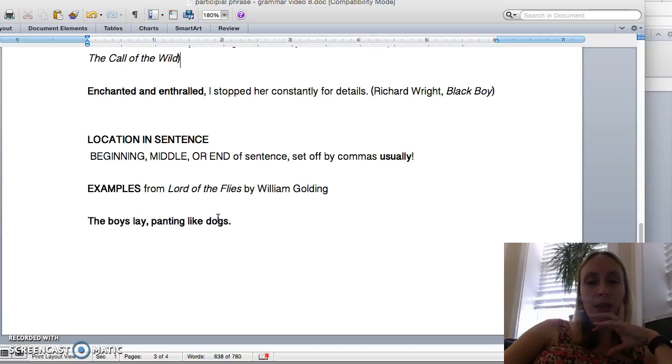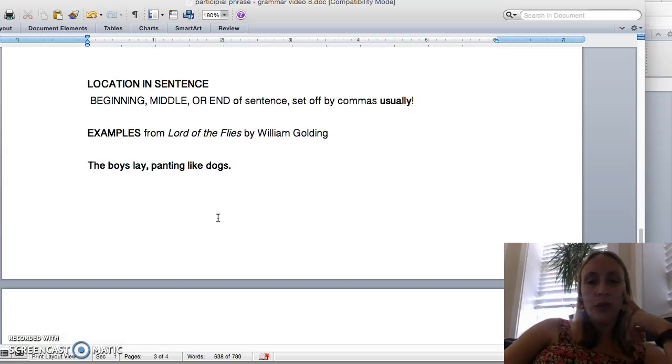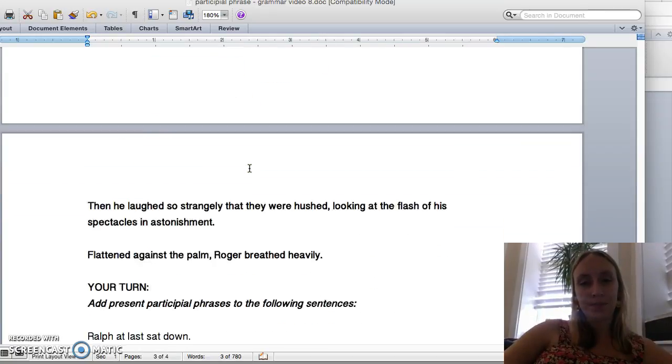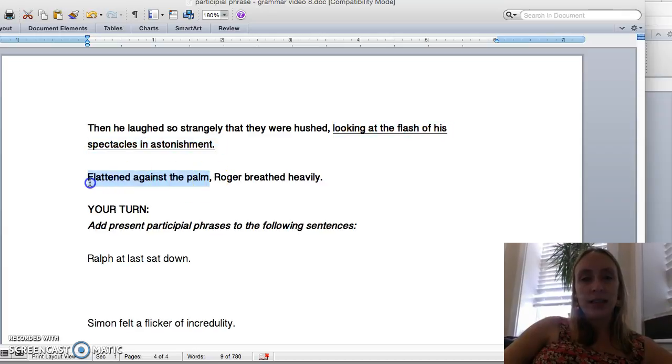So they can come in the beginning, middle, or end of the sentence. Again, here's some examples from Lord of the Flies by William Golding, which you read most likely if you were here in 9th grade. The boys lay, panting like dogs. Then he laughed so strangely that they were hushed, looking at the flash of his spectacles in astonishment. Flattened against his palm, Roger breathed heavily.